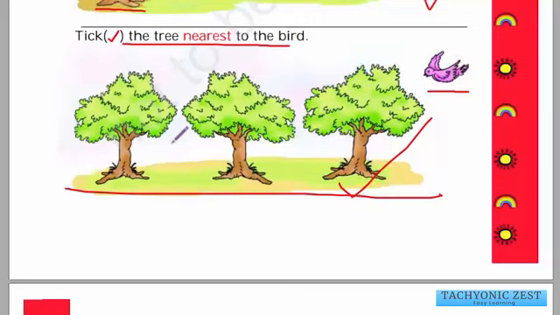Now if we were asked to find the tree that is farthest to this bird, it would be this one, this tree. Why? Because it is at the farthest distance from this bird. I mean, there is no other tree who is after him, or there is no other tree who is farther away from him. So he is the farthest, and therefore this is the tree who is the farthest to this bird.